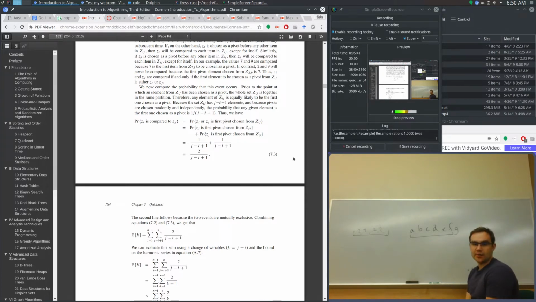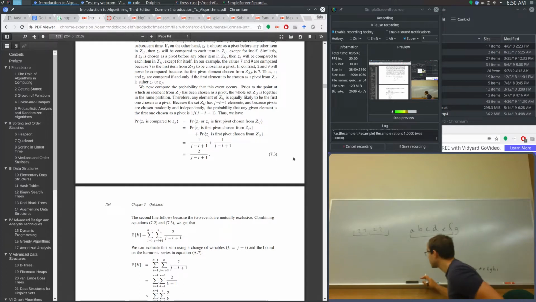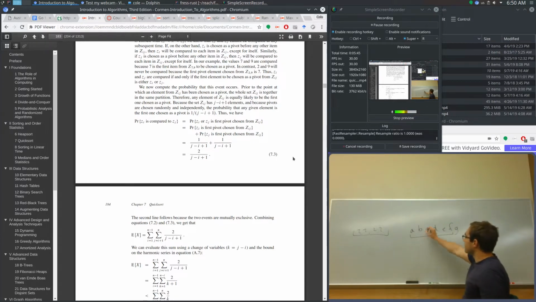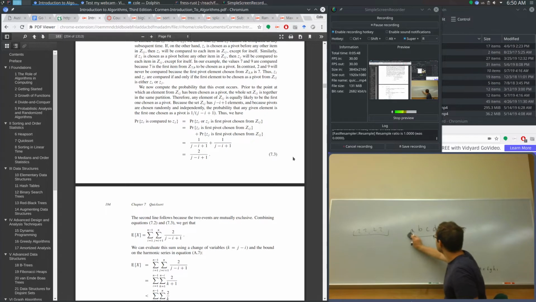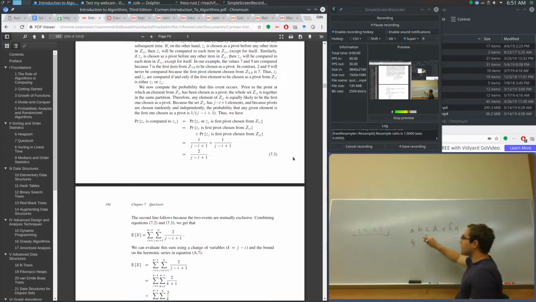So now we can tally up all these things. For pairs that are right next to each other, like A and B, that's a 2/2 chance, essentially, that they'll be compared. So 2/2. And then how many adjacent pairs do we have? 1, 2, 3, 4, 5, 6. So 1 fewer than the number of elements.